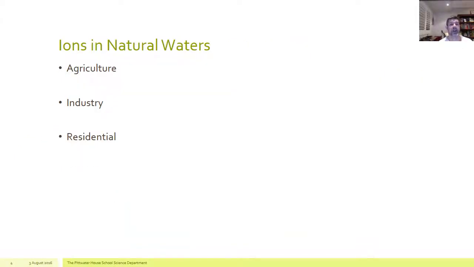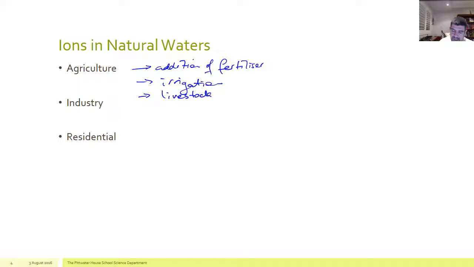So when you're looking at ions in natural waters, you need to think about agriculture. You need to think about things like addition of fertilizers and what effect they are going to have. You need to think about irrigation, and you need to think about things like livestock. What's happening? Sheep, cows, are they visiting the waterways? Is their waste contributing to a lowering of the quality of water?